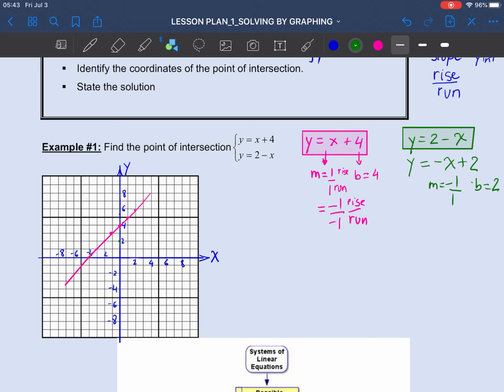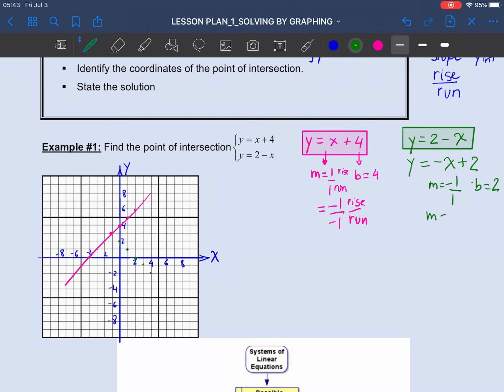And we can apply the slope again as -1 over 1, which means that we rise -1, so down 1, right 1. So from the y-intercept, we can go down 1, right 1, down 1, right 1, down 1, right 1. That will create these points.